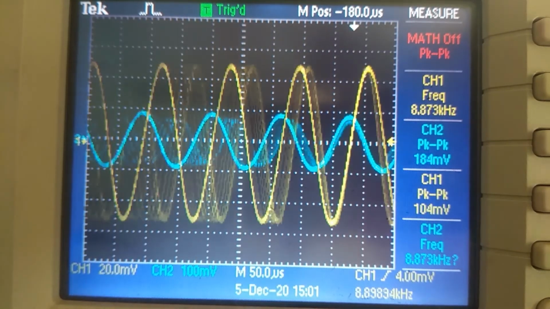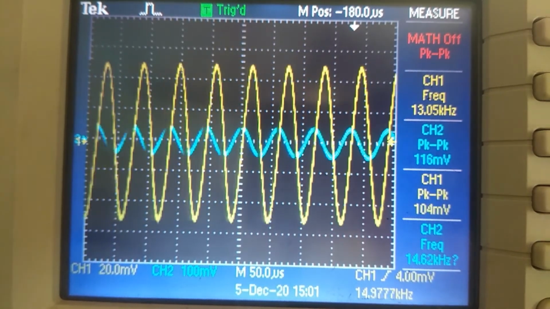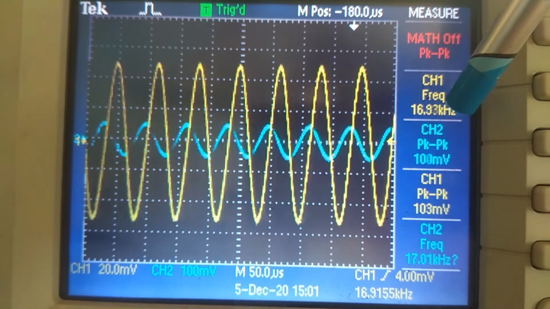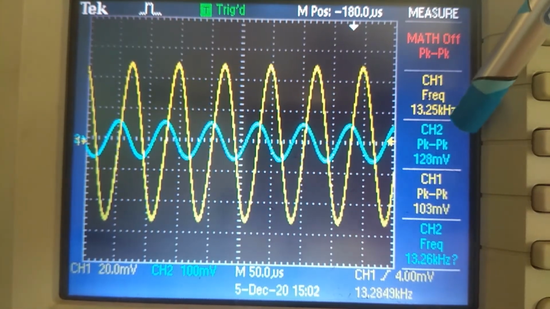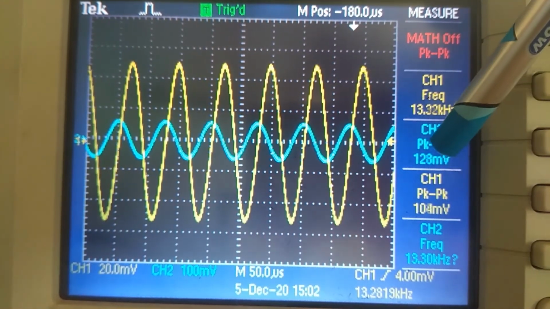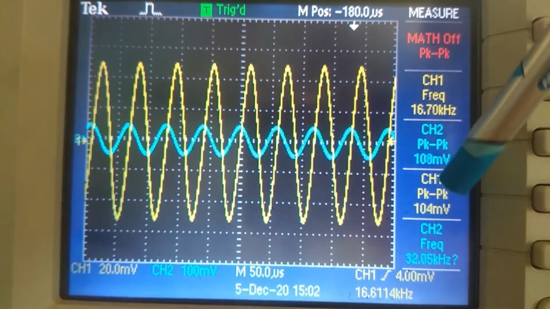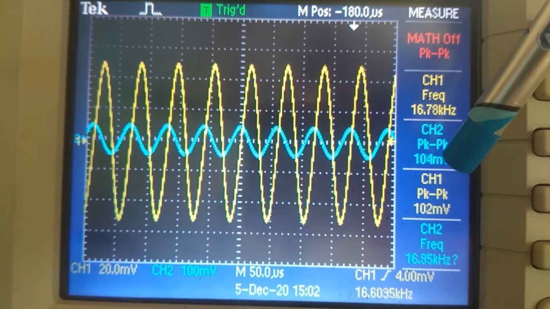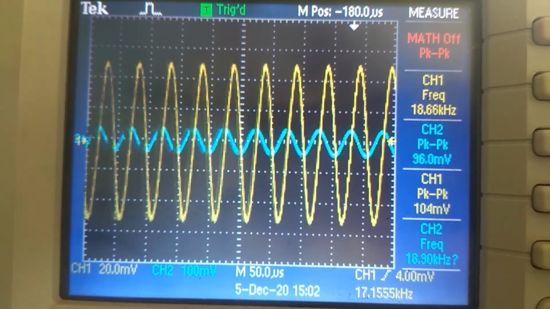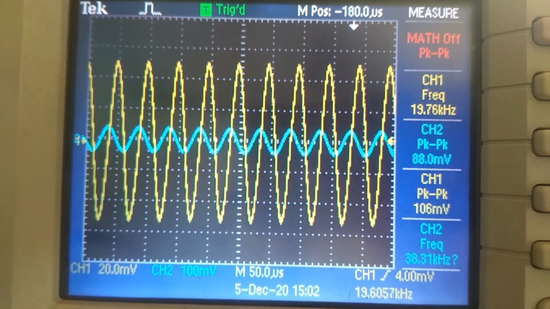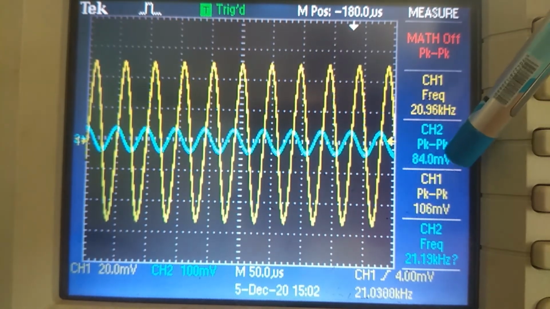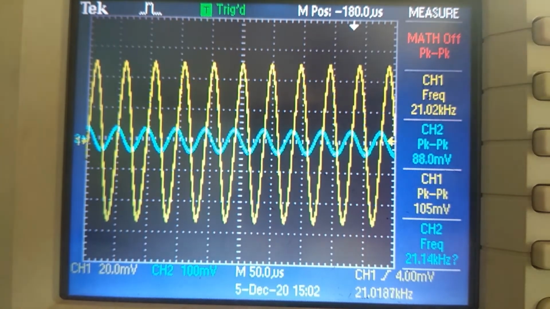Now slowly if I increase, see, around 14 kilohertz input and output are almost the same. If I increase slowly, say 104 and 104 millivolt, it means around 100 millivolt we have. Now if I go to 20 kilohertz, we have got 84 millivolt.